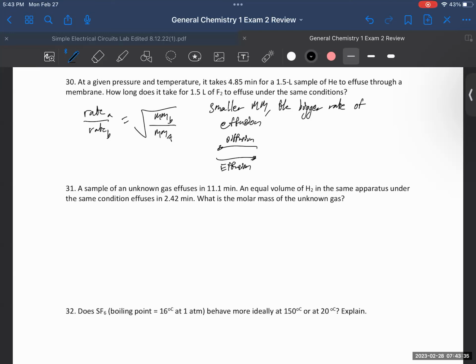Effusion specifically is fitting something through a small opening. So the smaller the molar mass, the greater the rate of diffusion. That makes sense, right? Smaller gases travel faster in the atmosphere.